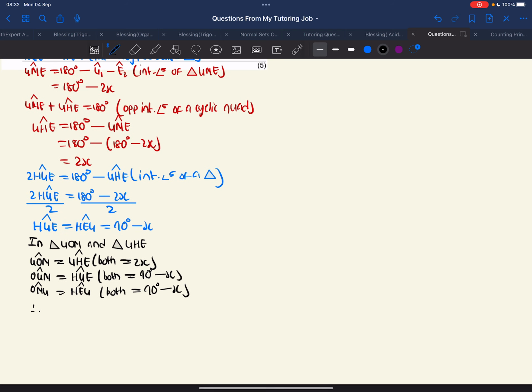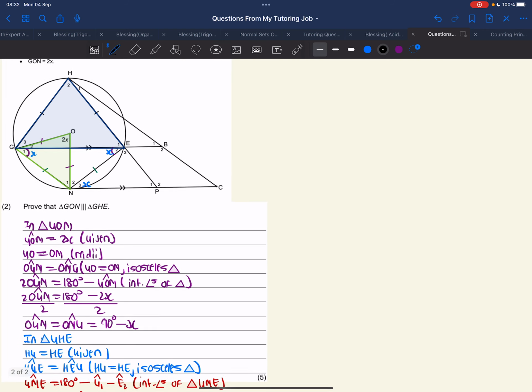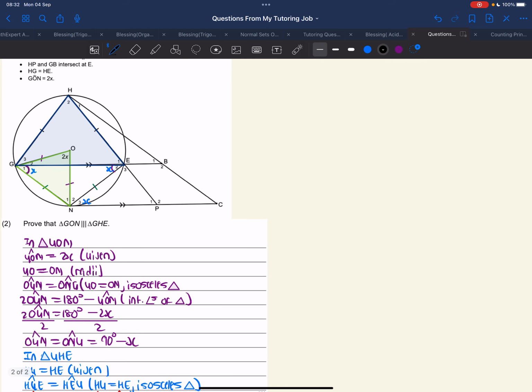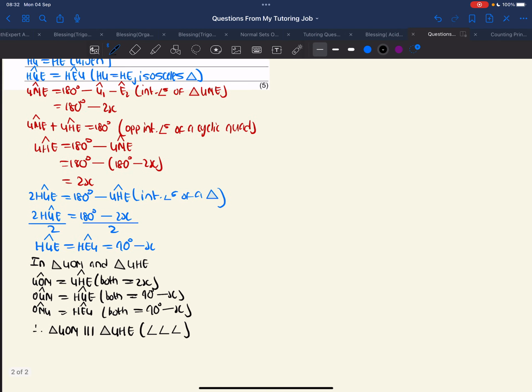Therefore, triangle GON is similar to triangle GHE, and the reason is angle, angle, angle. This is how you can prove that those two triangles are similar to each other.